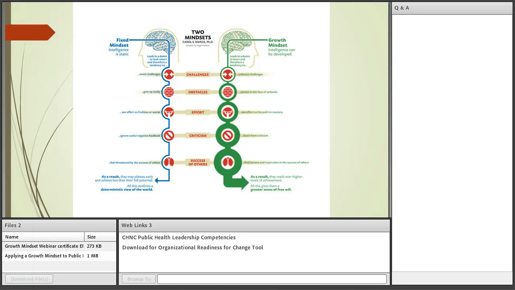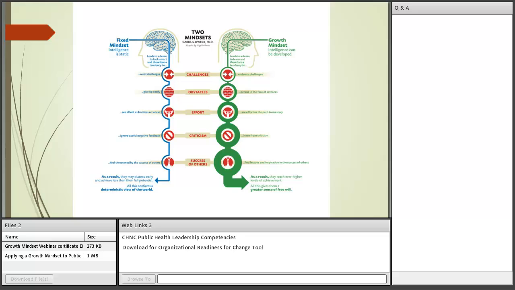On the other hand, those who are in a growth mindset see effort as a path to mastery. And then there's the piece around criticism, where fixed mindset individuals ignore useful negative feedback, and on the other side, growth mindset learn from criticism. And then there's the success of others, where fixed mindset individuals often are threatened by the success of others, versus those in the growth mindset who find lessons and inspiration in the success of others.